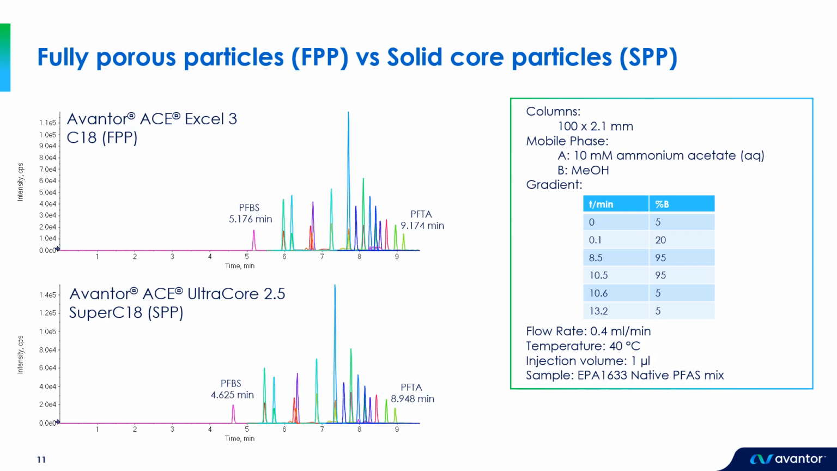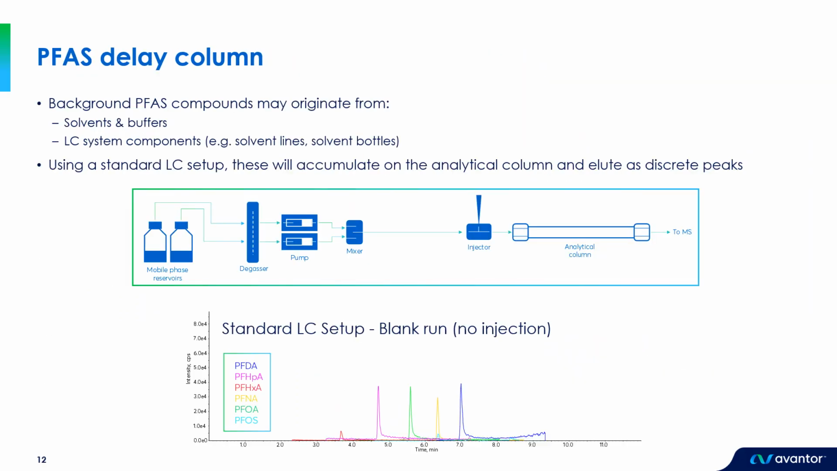So there is a trade-off between the two, but generally speaking, in our experience, we've opted towards using fully porous particles to maximize the retention of those early eluting PFAS compounds where possible. An additional aspect of our LC system setup that we need to consider is that because of the ubiquitous nature of PFAS compounds, the solvents and buffers that we use for a mobile phase, along with components of our LC system, such as solvent lines and solvent bottles, may contain some degree of PFAS.